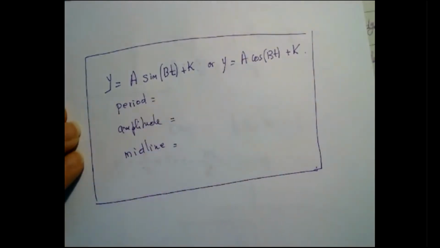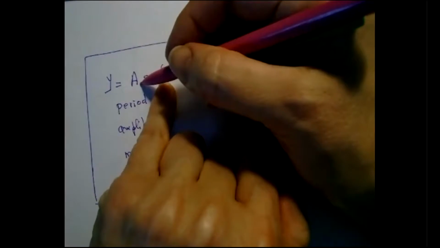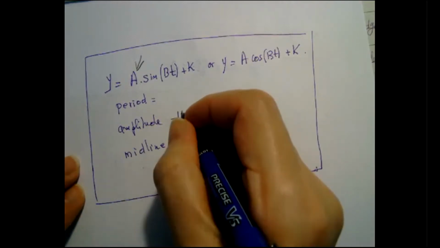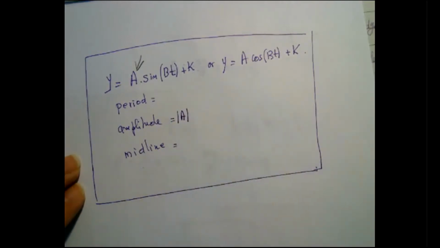Okay, I'm going to do that step by step. What affects the amplitude? Multiplying the outside by a constant affects the amplitude, because this takes the graph and stretches it. So my amplitude is the absolute value of A, because A could be positive or negative.